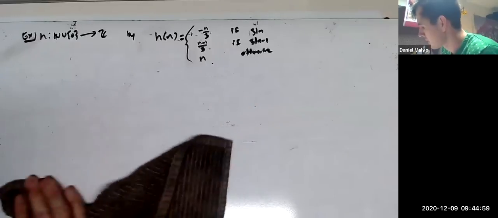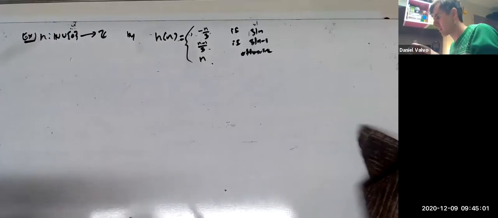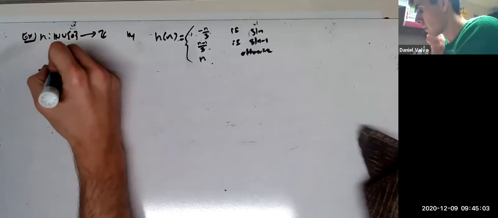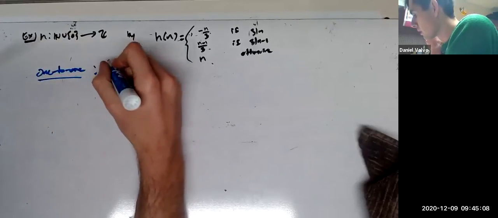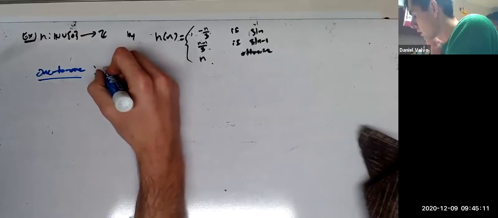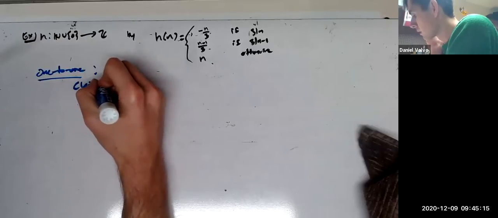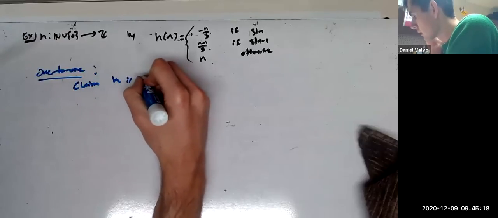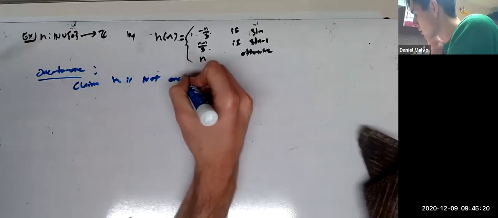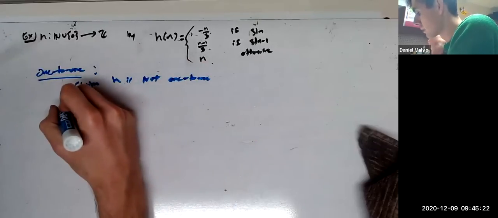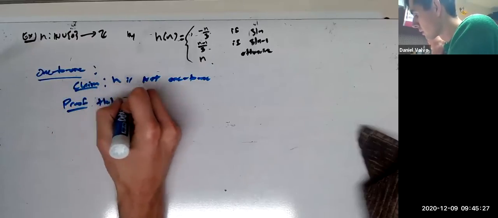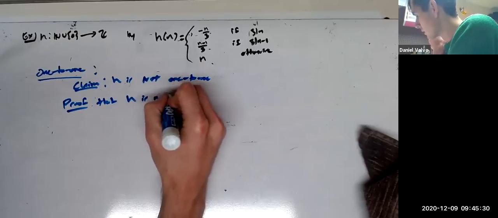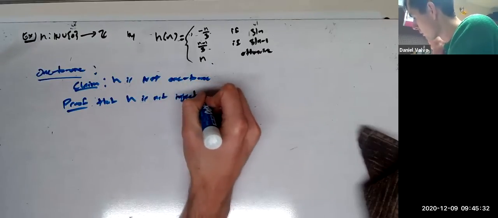Now, let's talk one-to-one, which we already talked about. Claim: H is not one-to-one. Proof that H is not injective, the word for one-to-one.